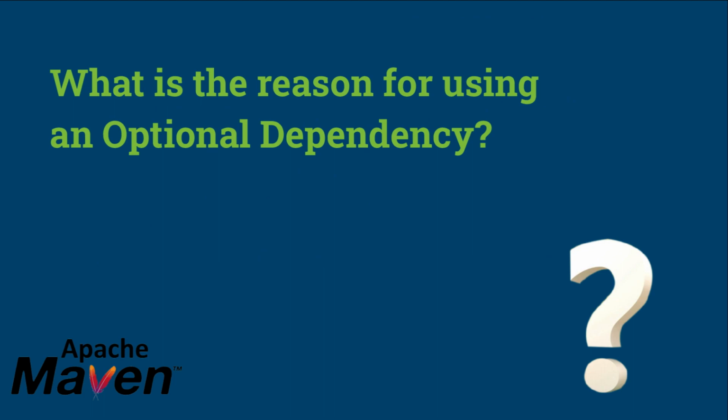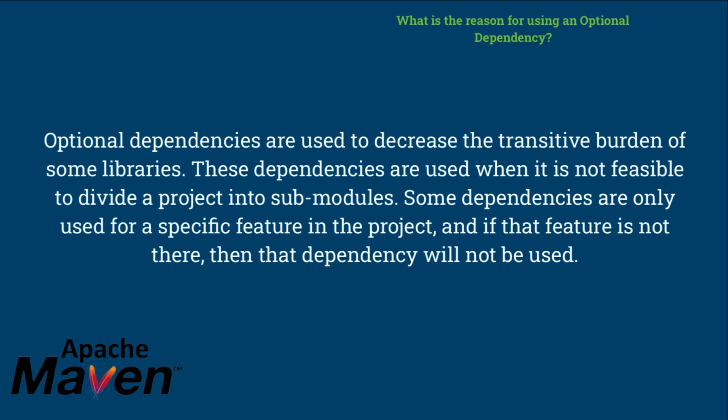Third question. What is the reason for using an optional dependency? Optional dependencies are used to decrease the transitive burden of some libraries. These dependencies are used when it is not feasible to divide a project into submodules. Some dependencies are only used for a specific feature in the project, and if that feature is not there, then that dependency will not be used.